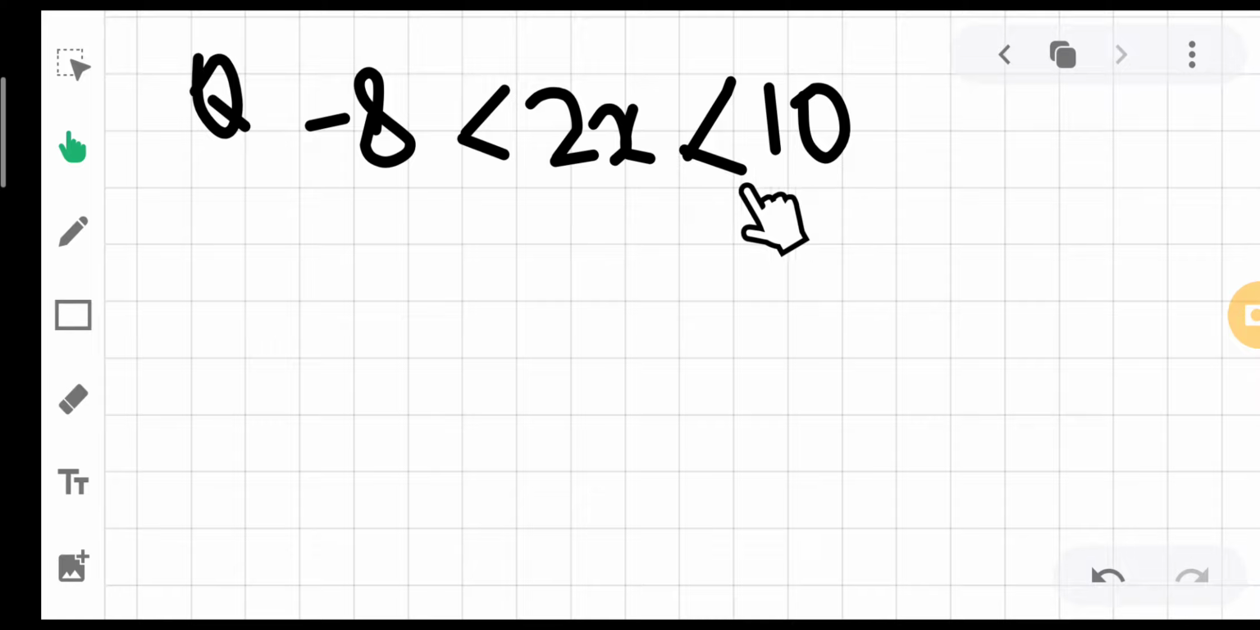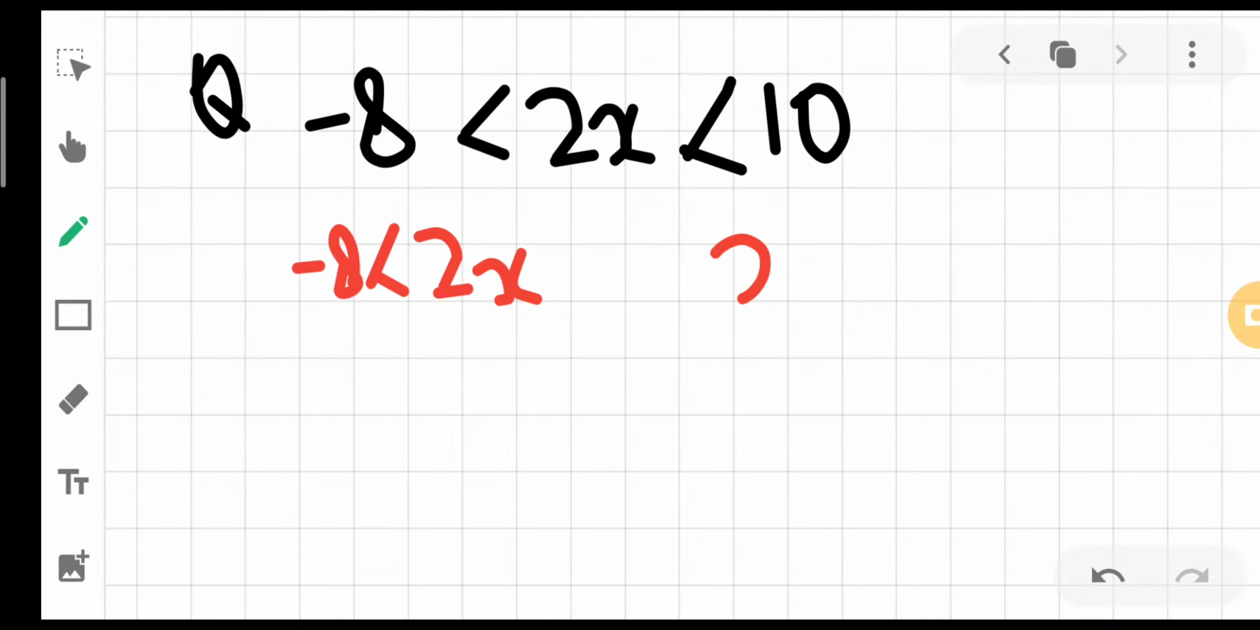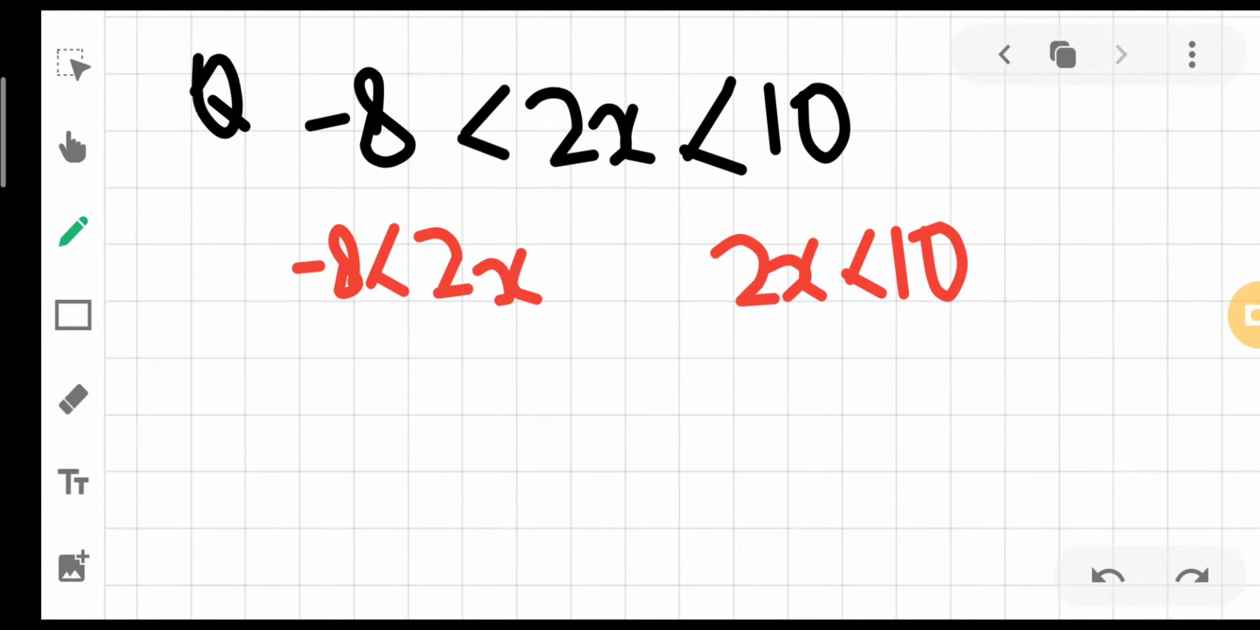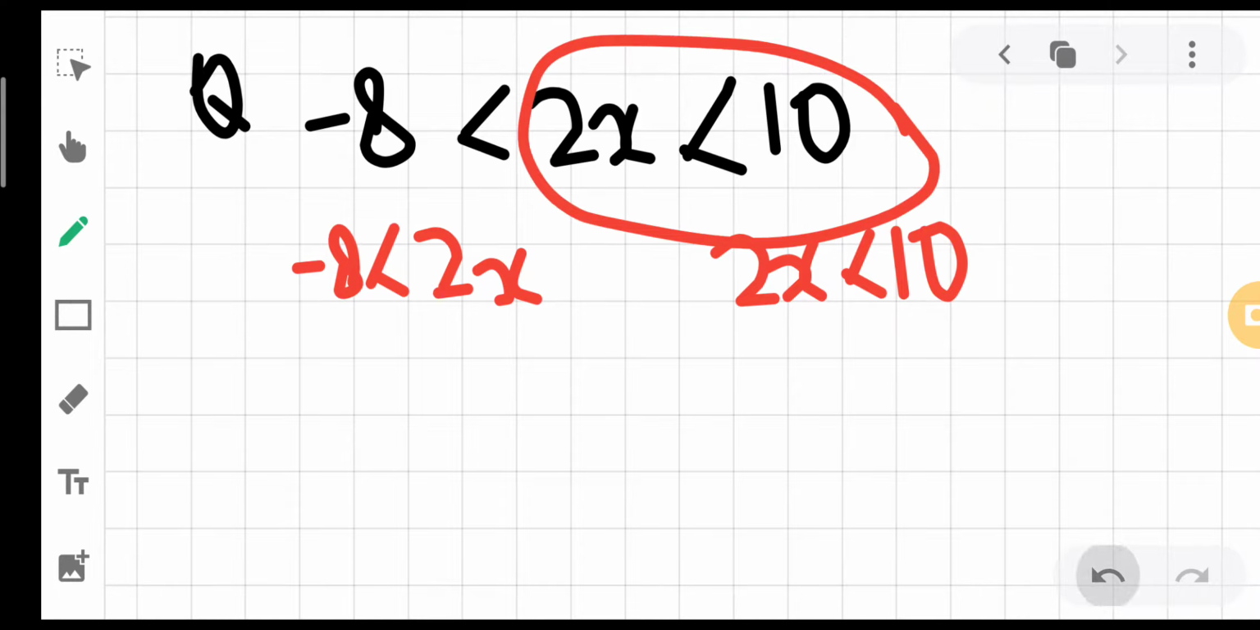While solving any situation in which you have two signs of inequality, this is the first part and this is the second part. First of all, you have to break the condition like this: writing the first part, ignoring the last one, then writing the second part and ignoring the first part. What I am trying to say is, first you write -8 < 2x, and then 2x < 10. Writing the first part of the inequality, you are not considering the last part; writing the last part, you are not considering the first part.